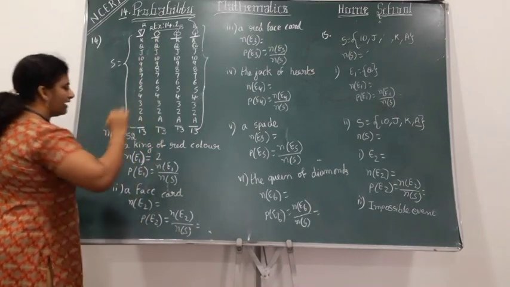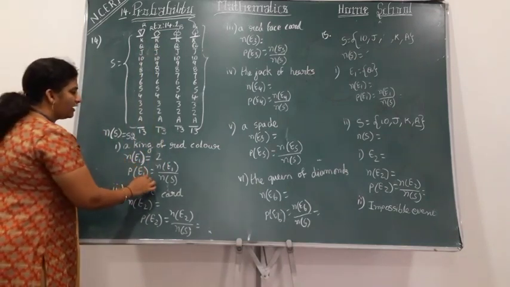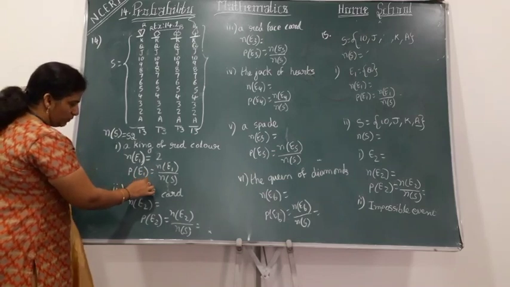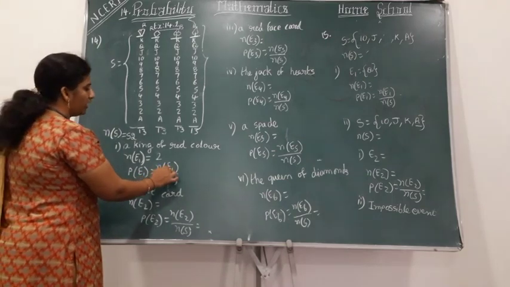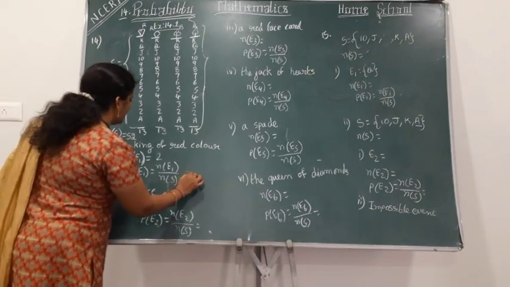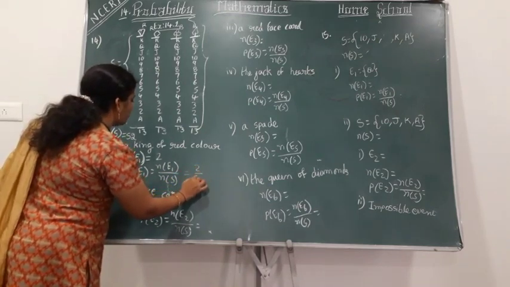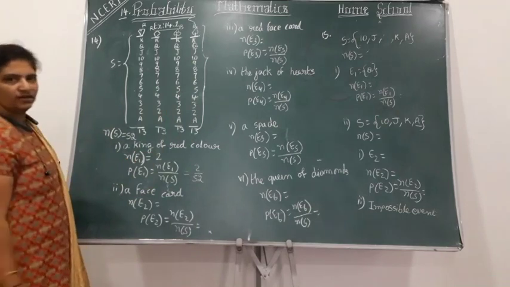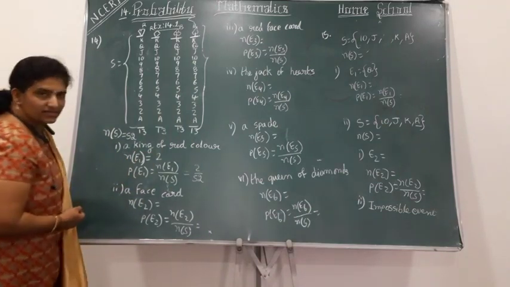So let me write it as 2. Probability of this event is equal to total number of events by total number of sample spaces. That is 2 by 52 is your answer. That's it. First sub question is completed.